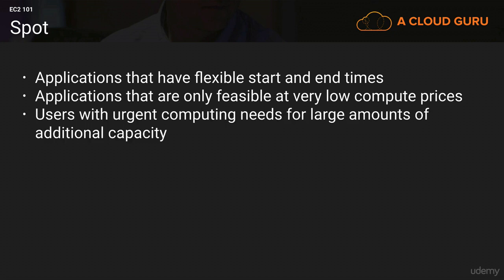Another use case is for users with urgent computing needs for large amounts of additional capacity. So let's say an unexpected world event has just happened, like Brexit, for example. Nobody really expected Brexit to actually happen. The pound devalued very, very quickly, and a lot of financial analysts suddenly needed to figure out what this meant for their business, and they needed those answers really, really quickly in order to make decisions. So there's a perfect use case where you've got an urgent computing need and you need large amounts of additional capacity very, very quickly. You might use spot instances in that case.